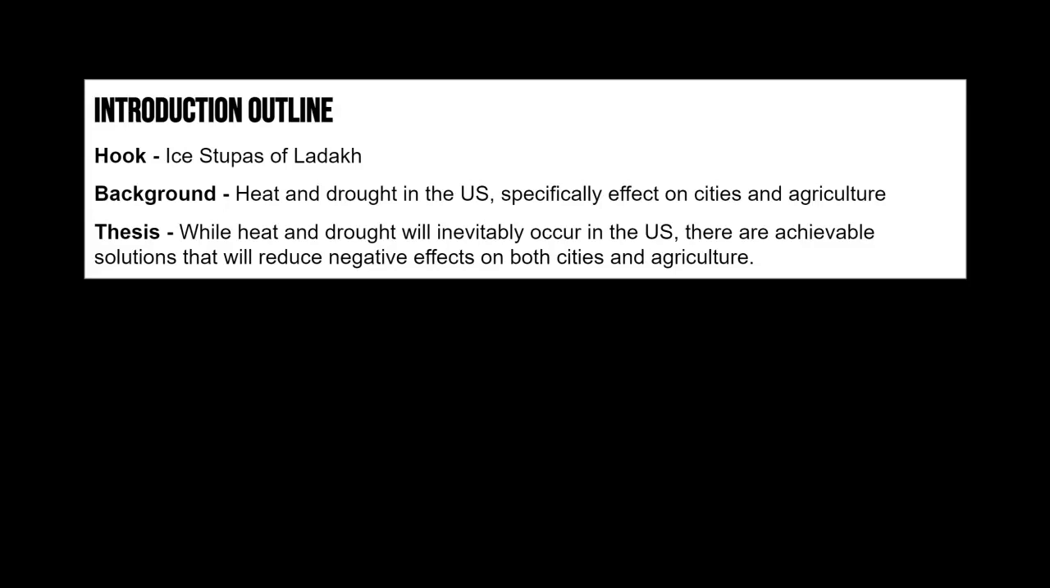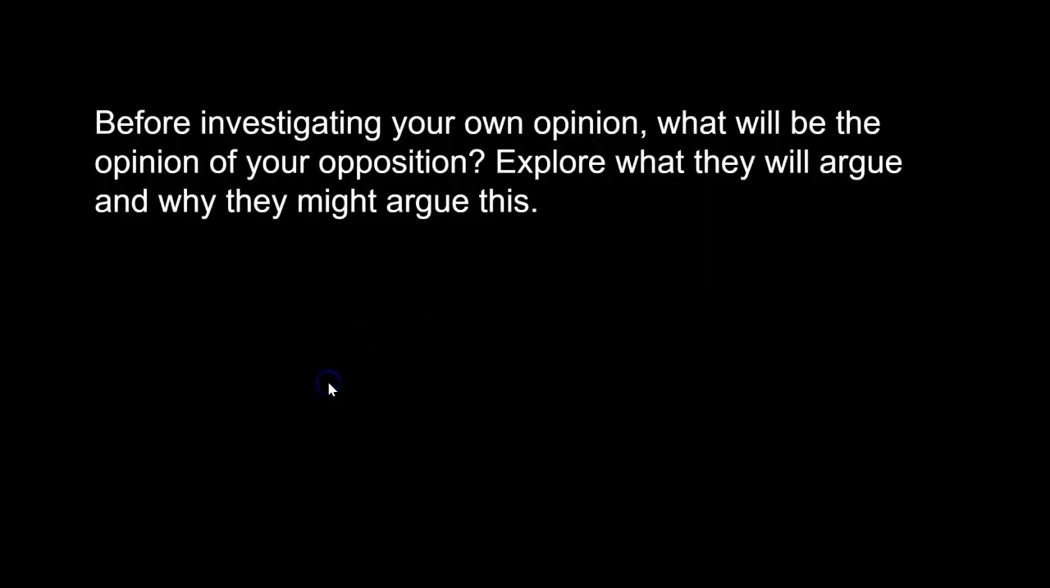It argues, while heat and drought will inevitably occur in the U.S., there are achievable solutions that will reduce negative effects on both cities and agriculture. And so that's the thesis. The qualification occurs right here with "while heat and drought will inevitably occur in the U.S." That is the counter, the disagree, and then the rest of it is the agree. You'll see that when we get into the opposition and position paragraphs. All right, cool. So let's scoot on.